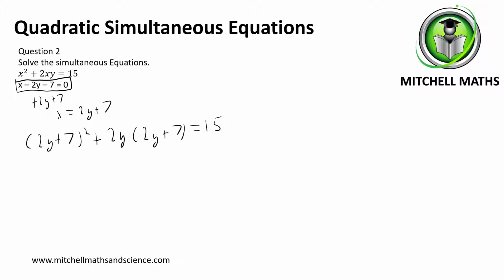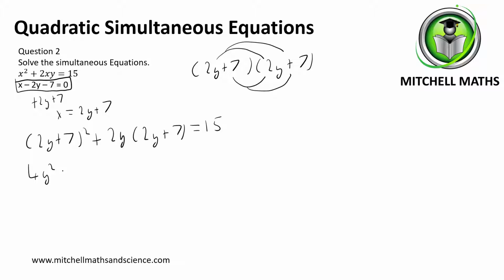I need to be careful here because when I multiply 2y plus 7 squared, don't just put 4y squared plus 49, you need to multiply it out like it's brackets. 2y plus 7, 2y plus 7. So you're going to multiply 2y times 2y, 2y times 7, and 7 times 2y, and 7 times 7, which will give me 4y squared, plus 14y, then 7 times 2y, which is plus 14y, and then 7 times 7, which is 49. And I'll multiply out these brackets.